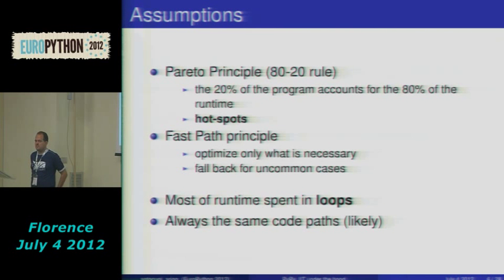These two assumptions lead to the fact that we assume that most of the runtime of a program is spent inside loops, and that each iteration of the loop always takes the same code path. Like, you have a loop, we have some if and else and some branches, and we assume that most of the time you always take the same code path. Well, this is not really the truth, because there are cases in which the same loop can take more than one path, but usually the number of fast paths is smaller than the number of all possible paths.